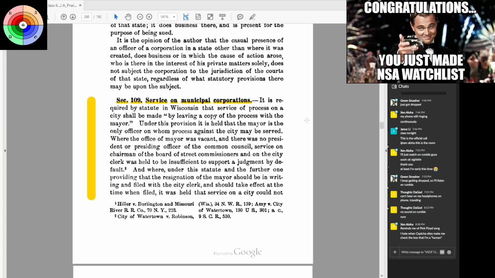But to continue, under this provision, you can certainly go with your process server and go as a witness if you like. That's always fun. It's always fun to watch the faces of people when they get served.